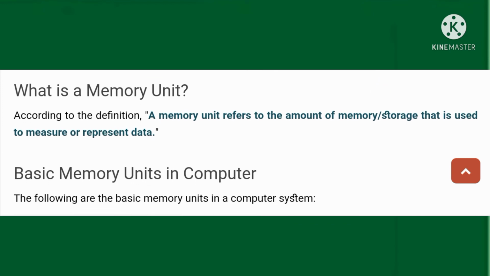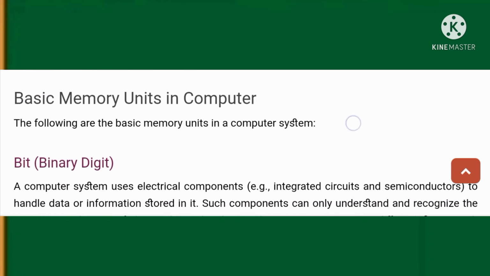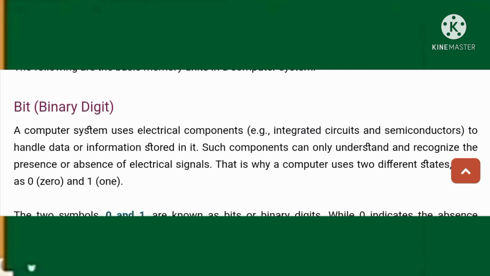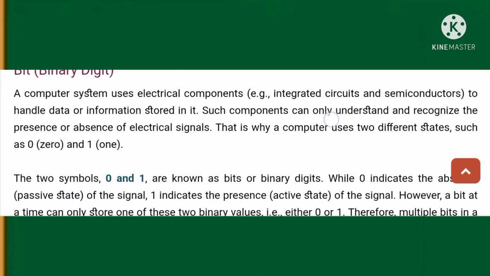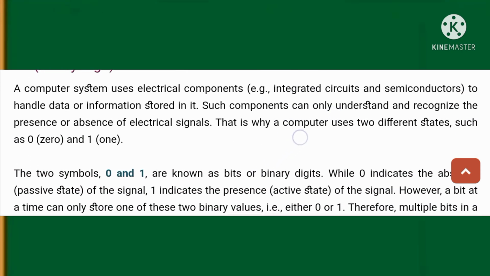So, do you have any knowledge about memory units? So, what is a memory unit? According to the definition, a memory unit refers to the amount of memory or storage that is used to measure or represent data. And these are the basic memory units in a computer. The first one is the binary digit. A computer system uses electrical components to handle data or information stored in it.